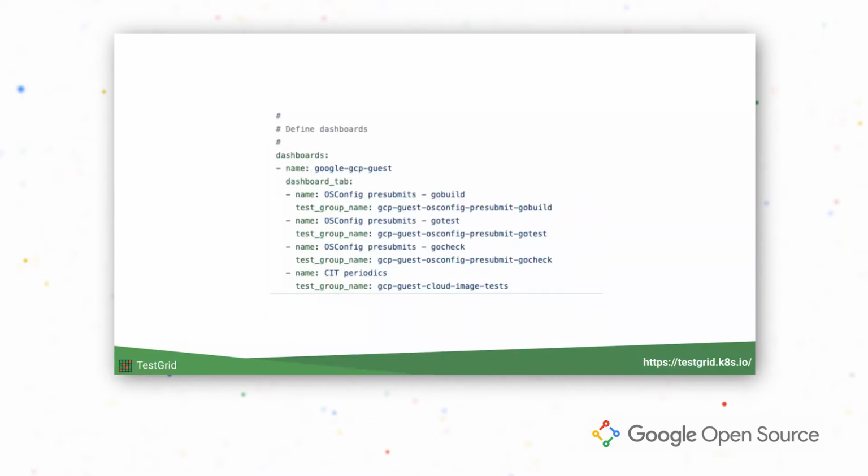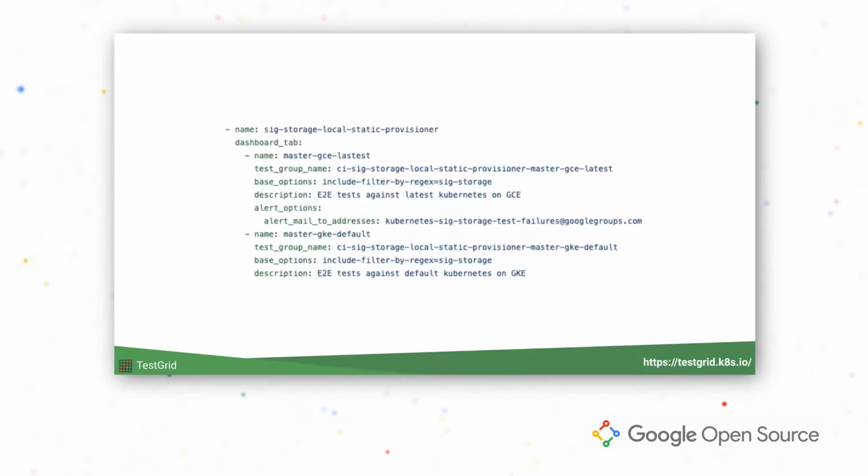Once you have your test groups defined, you then have to put them into one or more dashboards. Typically, each test group will only have a single tab, but you can actually have a test group be referenced by multiple different tabs. This can be useful if your testing is owned by multiple teams.